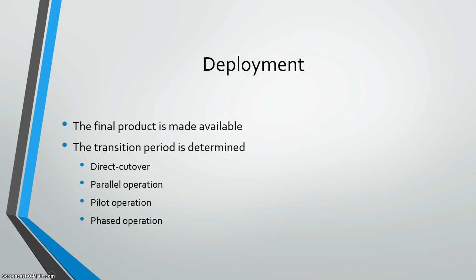Pilot operations is where the system is implemented into individual departments or geographical locations until the entire organization is using the new one. Phased is where individual modules are implemented at different areas of the organization until the entire system is up and running. Direct cutover typically has the lowest cost but most risk. Parallel has the highest cost and lowest risk. Pilot and phased fall somewhere in between.